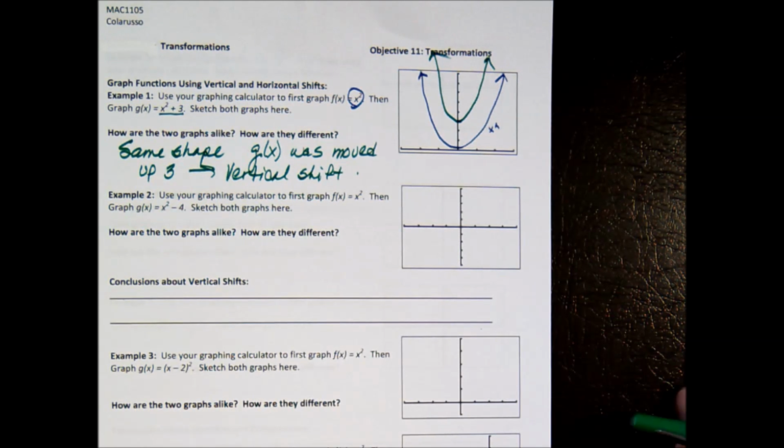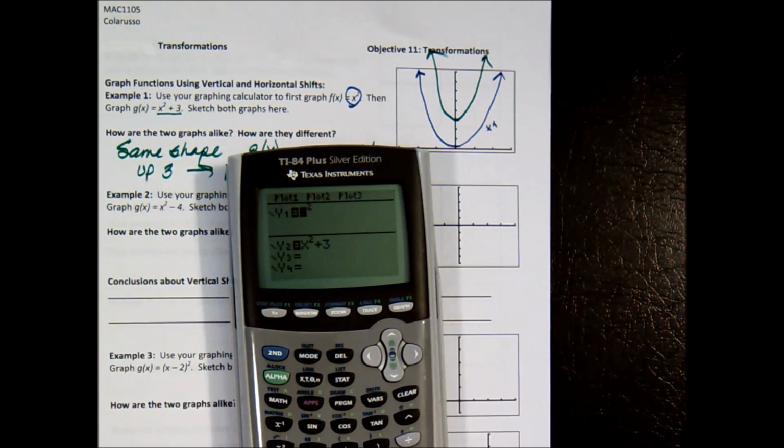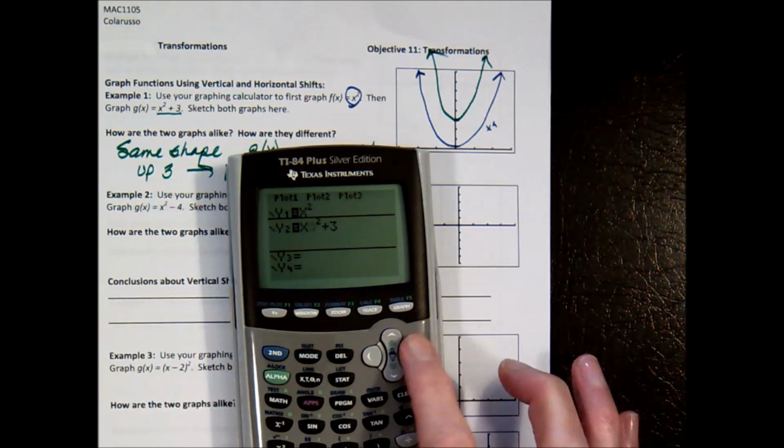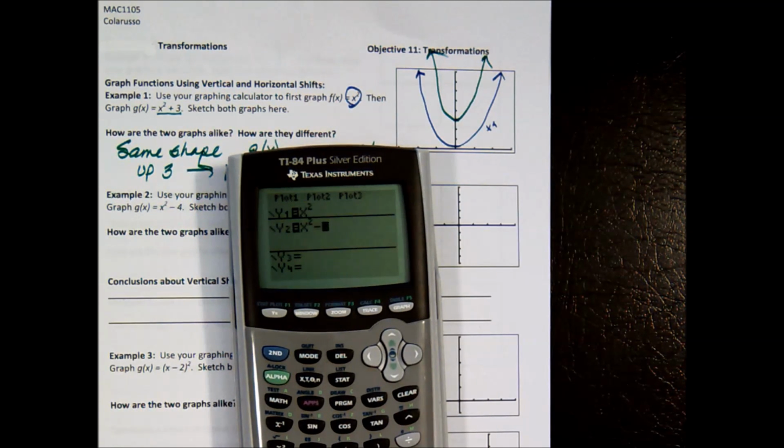All right? Let's go back to our graphing calculator, and in example 2, once again, we're going to keep f of x equals x squared. So when we go in, we're going to keep the first one, but we're going to take out the second one, or change it if you would prefer. We're going to change it to take away 4. So g of x is x squared, take away 4.